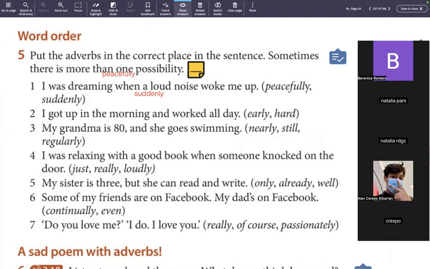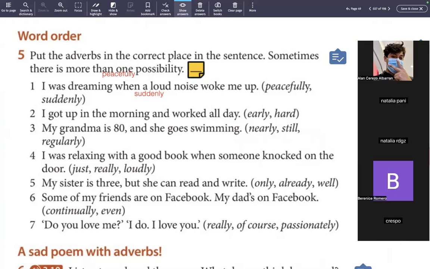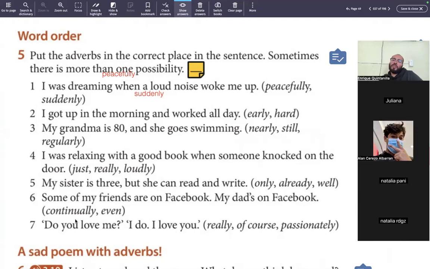So, number 6, please, Alan. Some of my friends are continually on Facebook. Even my dad's on Facebook. Correct. And finally, Crespo, please. Do you really love me? Of course I do. I love you passionately.